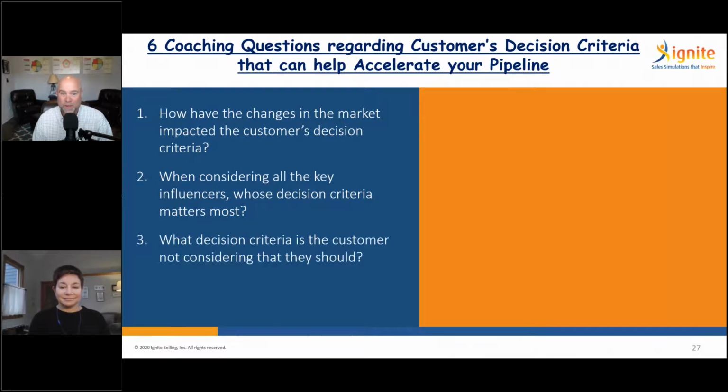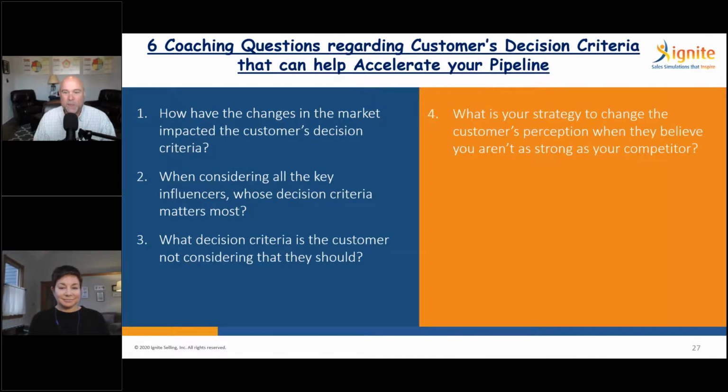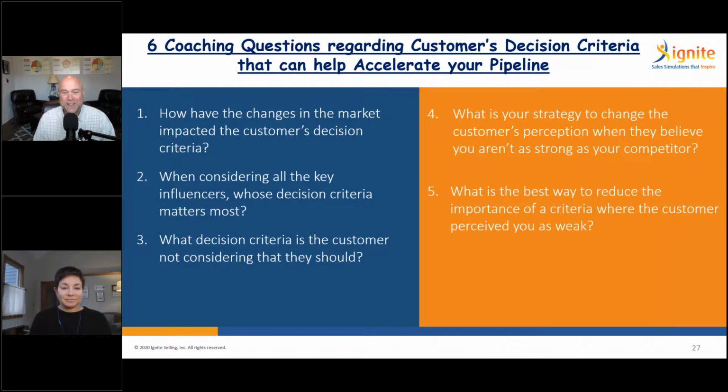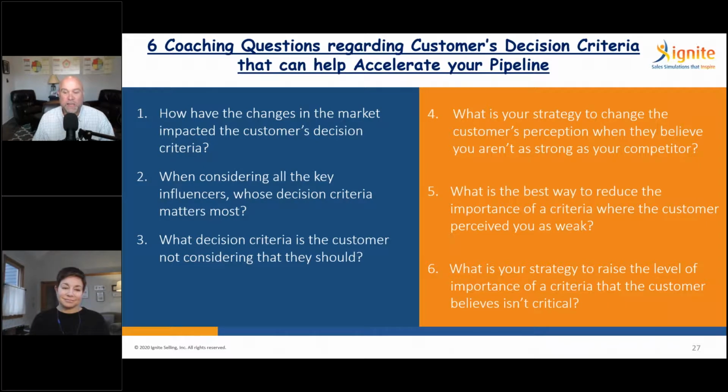Do they know? What about this one? What decision criteria is the customer not considering that they should? Remember the example I provided you with my sales representative yesterday. The other one is, what is your strategy to change the customer's perception when they believe you aren't as strong as your competitor? You're not going to be winning all of those decision criteria. If so, there's no competition. Next one says, what is the best way to reduce the importance of a decision criteria where the customer perceives you are weak? And then finally, what is your strategy to raise the level of importance of decision criteria that the customer believes isn't critical?